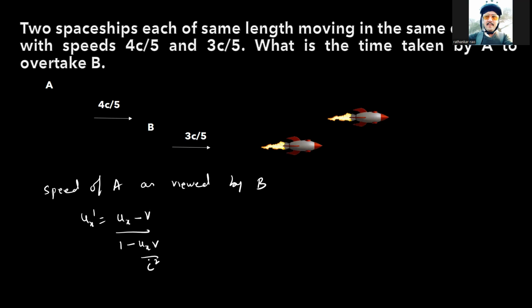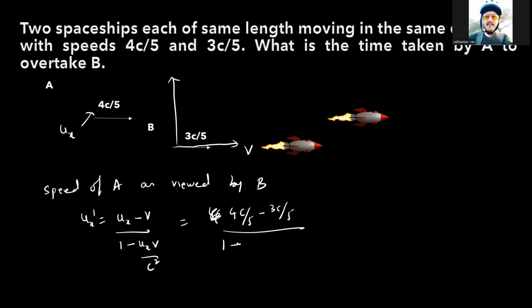Now, what is ux over here? ux is nothing but this one. This is your ux, and this is your frame velocity v over here, right? So I can substitute this as 4c divided by 5 minus 3c divided by 5, divided by 1 minus ux v, which is once again 4c by 5 into 3c divided by 5, all divided by c square.